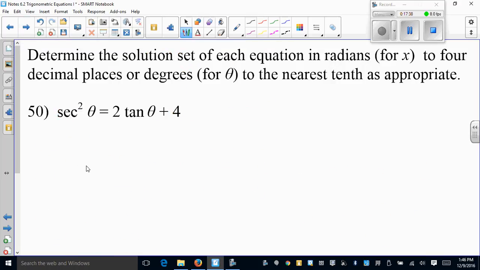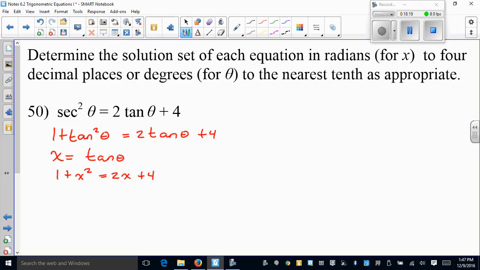Okay, next one. This one here, again, we have more going on than what's there. Okay, so I have secant squared, but I have an identity that will take care of that secant squared. And that identity is 1 plus tangent squared. Okay, I'm going to go ahead and let x equal tangent. So I have 1 plus x squared equals 2x plus 4.